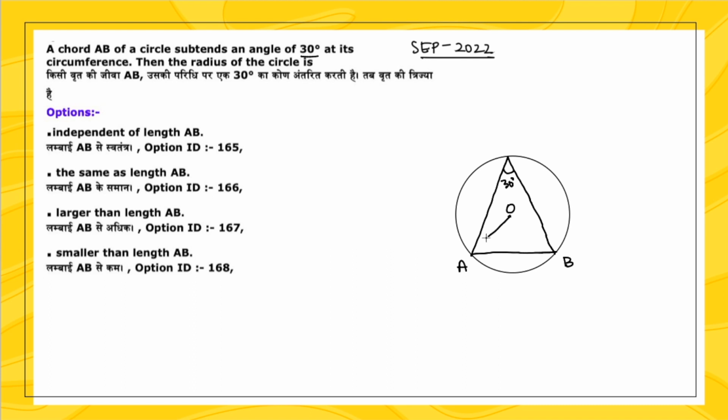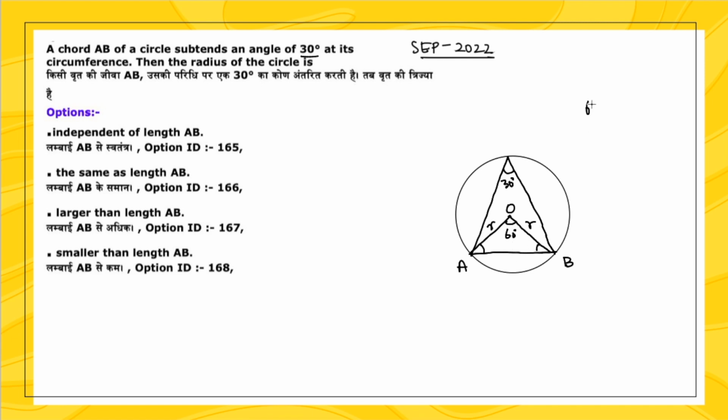I told you that whatever angle it makes at the circumference, it should make twice of the angle at the center. So this angle will be 60 degrees. Now you already know that this is 60 degrees, and of course this is a radius, the length OA, and OB is also a radius. That means this angle and this angle have to be the same. In a triangle, all the three angles add up to 180 degrees.